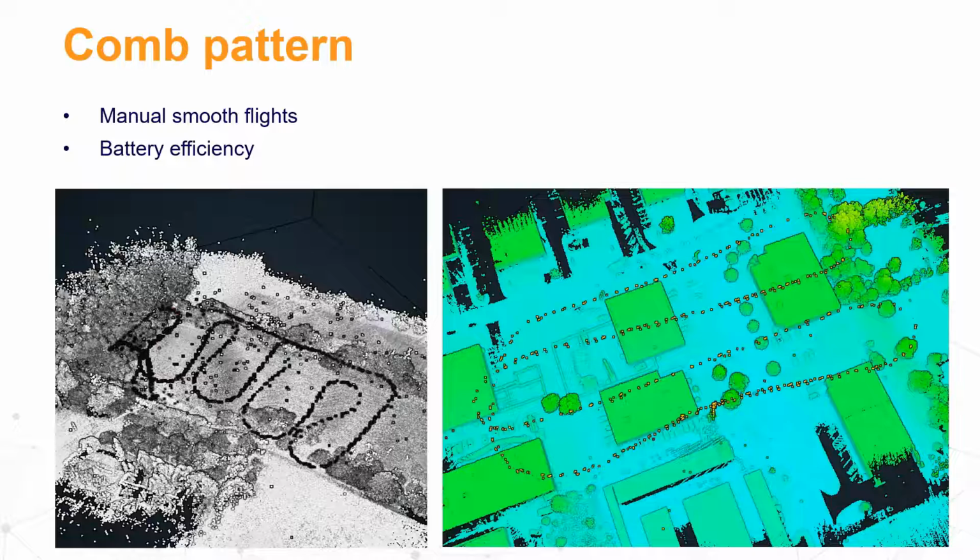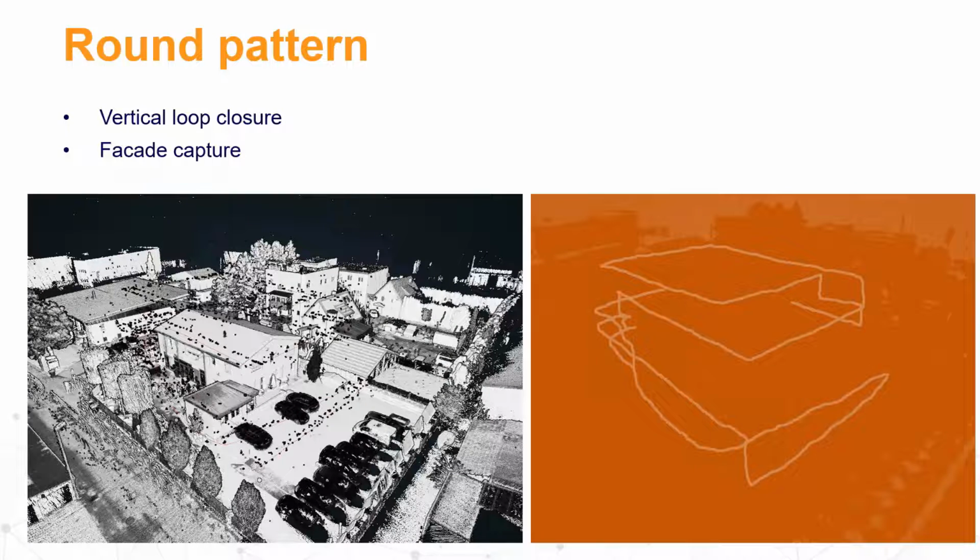Another option is manual flights, which, if you have a smaller project, might be easier. You have also more flexibility or control over making the turns smooth. And this way, it can also be more efficient for the batteries, but might not be ideal for larger projects. And similarly, like capturing multiple floors, if you have a single object, a single house or a pylon, you might be able to close the loop vertically as well by flying around it.